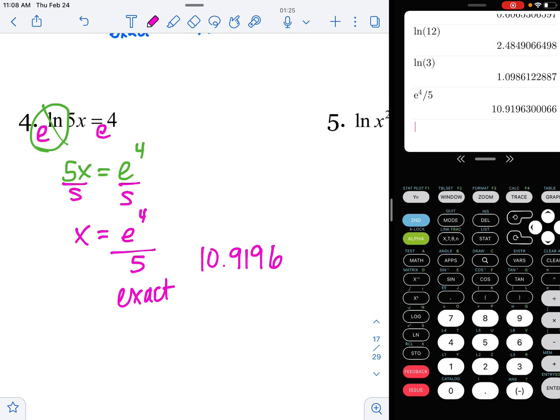9196, yes, because the 3 tells me that I want to stay and not round up. All right, so that would be my exact or my rounded answer.